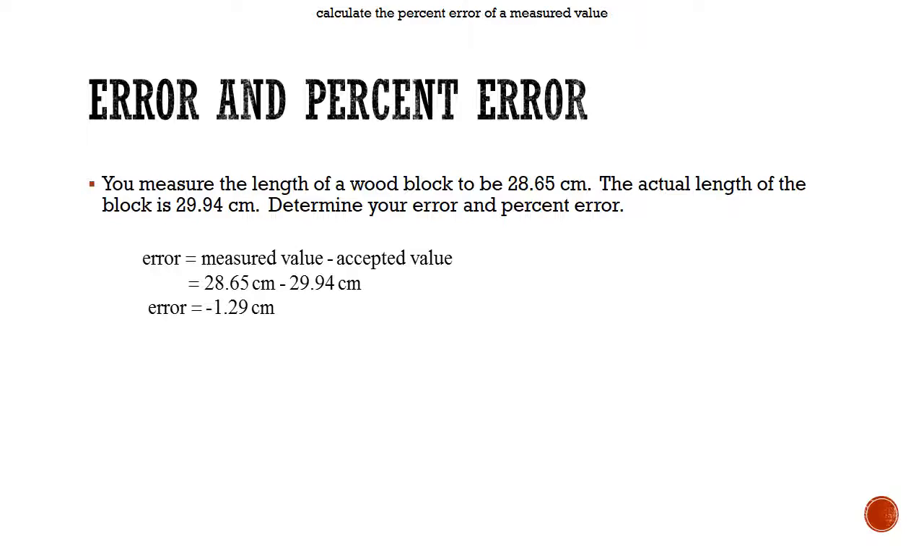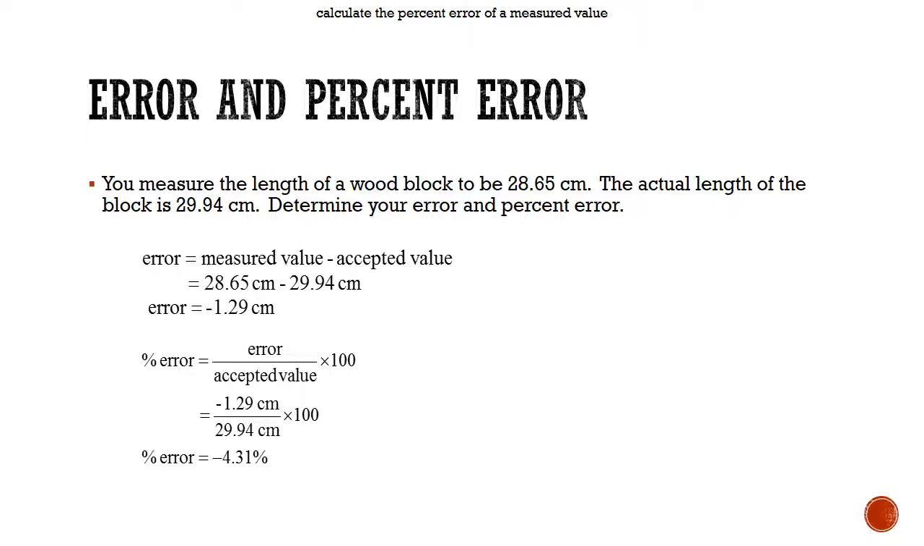Alright, so now that we have our error, let's calculate our percent error. So all we do is we take the error divided by the accepted value. So our error from before was negative 1.29 centimeters. We divide by the accepted value of 29.94 centimeters, and to turn that into a percentage, we multiply by 100. And note your units here will cancel. Centimeters divided by centimeters gives you nothing, but then it is a percentage because it's out of 100 because we multiplied by 100, and this would give you negative 4.31%.